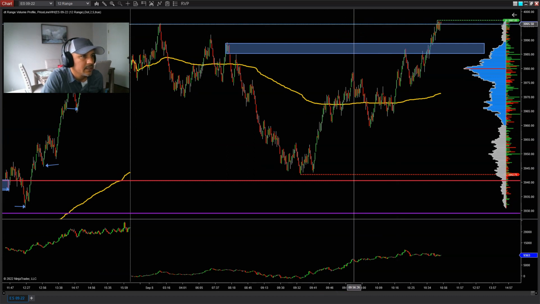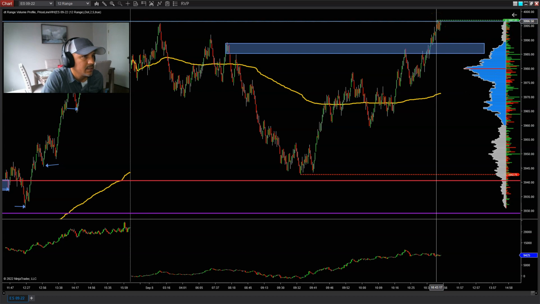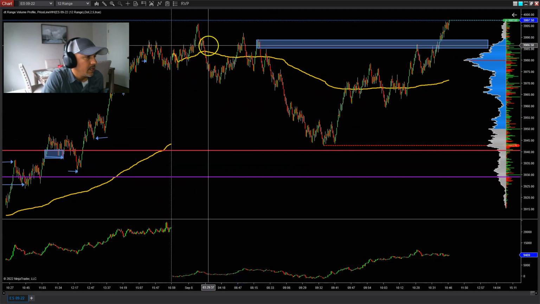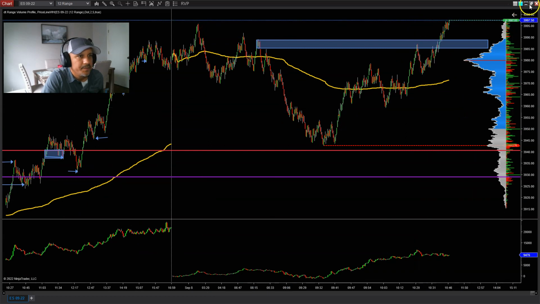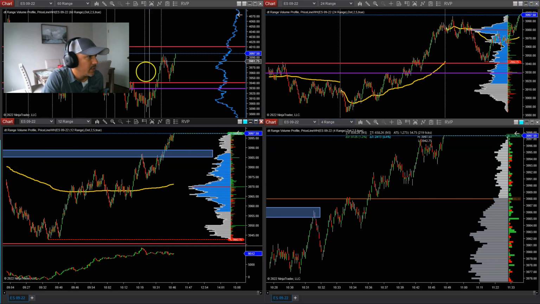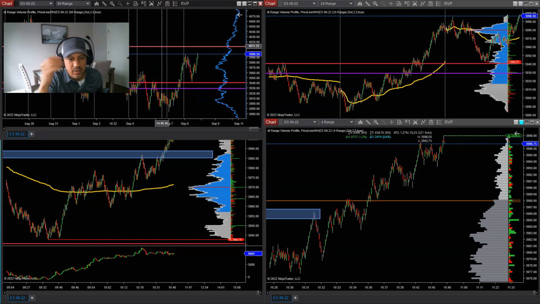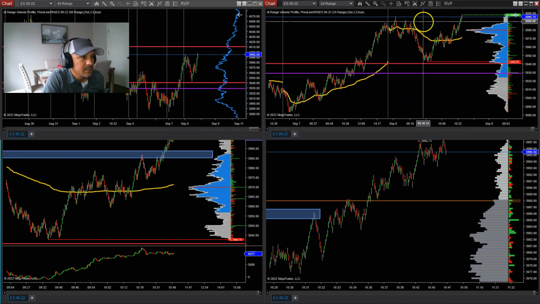Actually, price has taken this area out. It's pushing higher, making new highs. Let's see. Made a high here, pulled back, and it's breaking higher now. So we could get that run to the upside, like I was telling you, up to around that 4010, 4011, 4012 area, and see what happens.